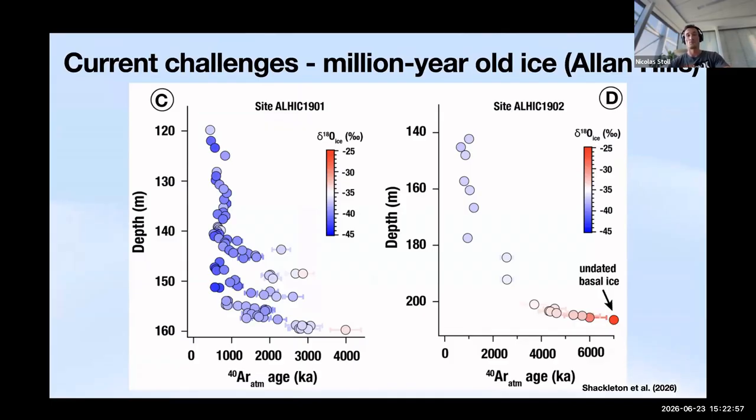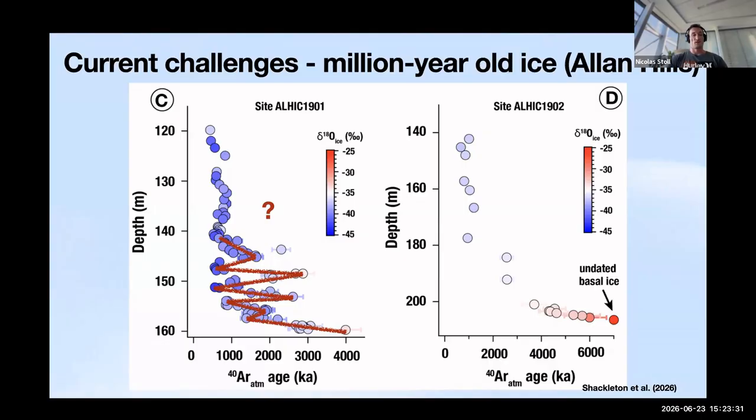Okay, there was a big paper coming out a few months ago, and here for ALHIC 1901 and ALHIC 1902, these are two Allen Hills ice cores. They could show the age, so they can measure the argon in the ice, and with a ratio of different argon isotopes, you can get the age with a certain uncertainty, of course, but it's still quite reliable. And it's very impressive. They found ice, which is on the left side here, more than 4 million years old. And the very oldest is even almost 7 million years old. So this is by far the oldest ice we have found so far.